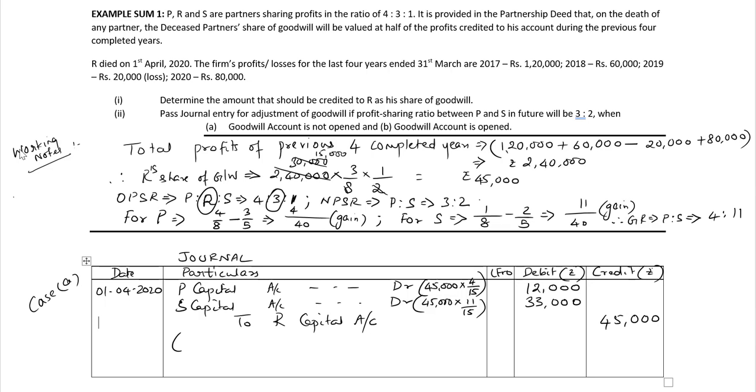Narration: being goodwill adjustment. So in the case A, where we will not open the goodwill account, we need to debit the gaining partner and credit the deceased partner's capital account. So this is the answer to case A. Let's go to case B.